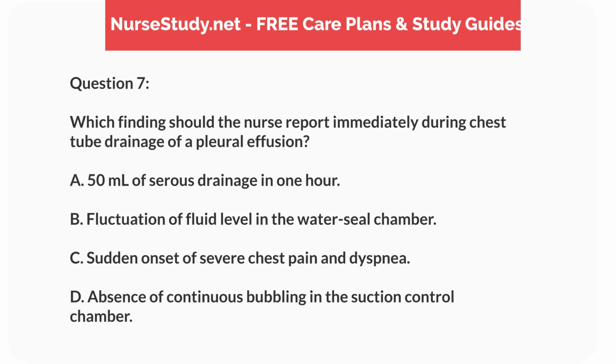Question 7. Which finding should the nurse report immediately during chest tube drainage of a pleural effusion? A. 50 milliliters of serous drainage in 1 hour. B. Fluctuation of fluid level in the water seal chamber. C. Sudden onset of severe chest pain and dyspnea. D. Absence of continuous bubbling in the suction control chamber.